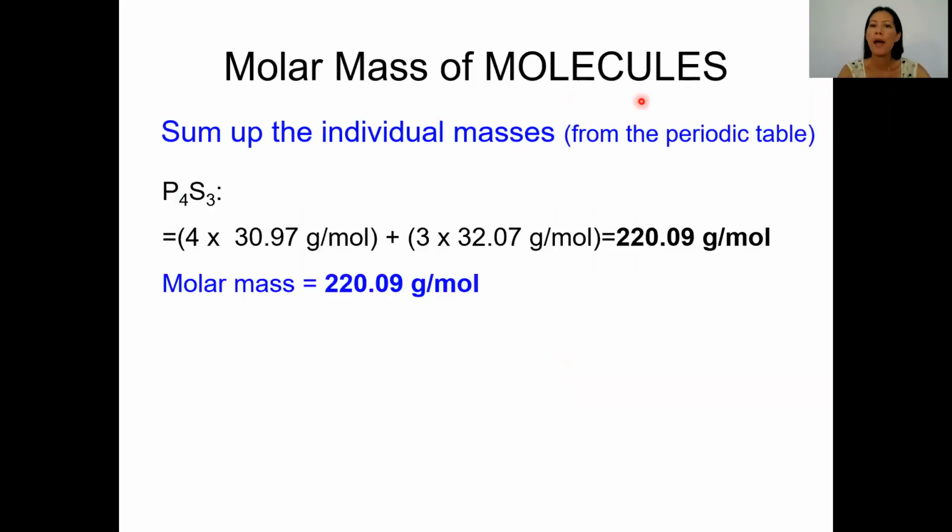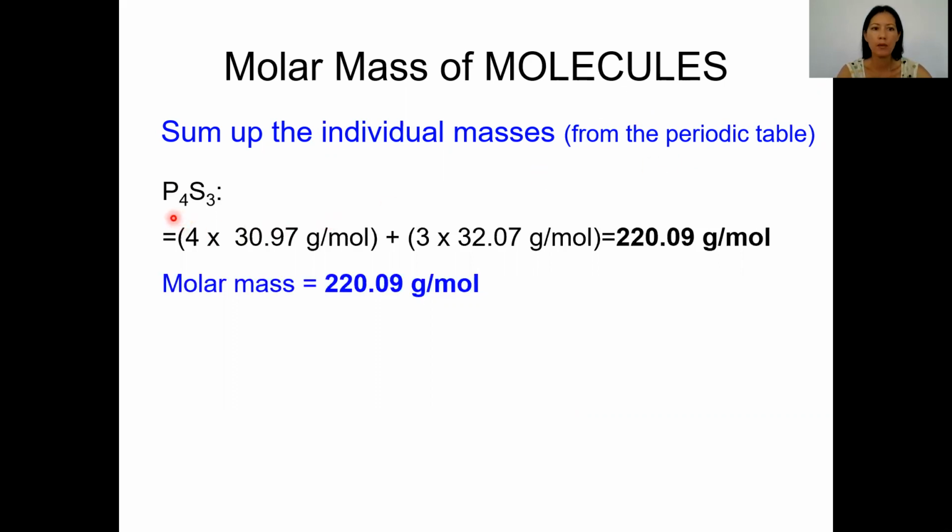First of all, molar mass. We've already used molar mass by just looking off the periodic table, for example, for sodium. But if you have a molecule, then what you need to do to determine the molar mass of a molecule is sum up the individual masses straight off the periodic table.